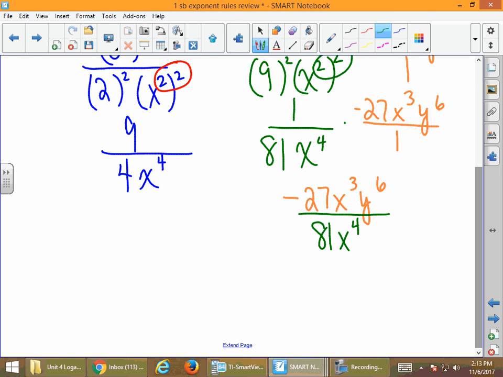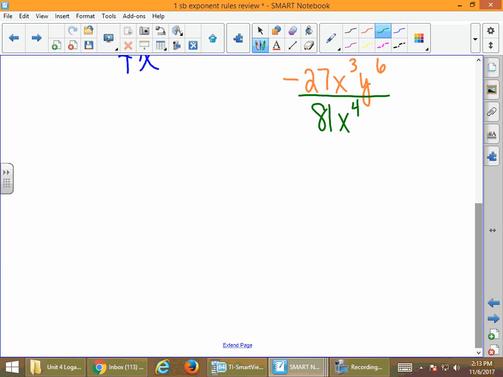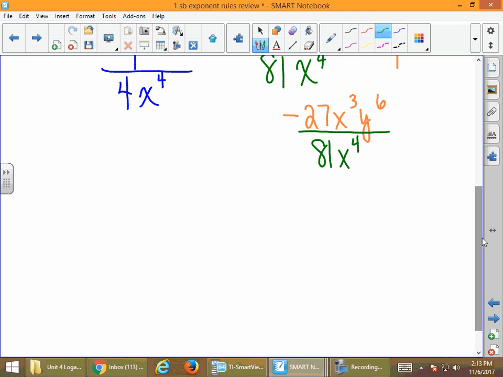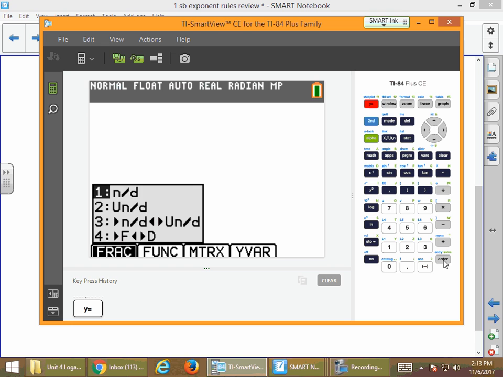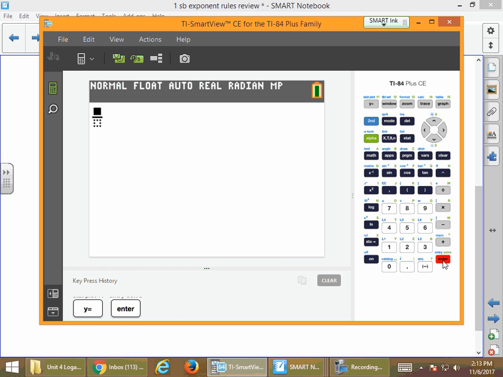And we're not done, because what we need to do now is simplify. And the nice part is your calculator will do this for you. If you go to alpha y equals, if you have the fraction button on your calculator, and you do negative 27 divided by 81, it will simplify the numbers there for you. So negative 27 divided by 81 is negative 1/3.